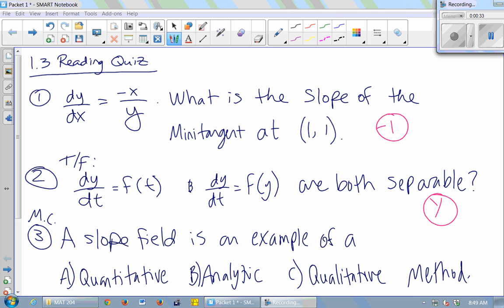And multiple choice. A slope field is an example of a qualitative, analytic, or quantitative method. Qualitative, yeah.